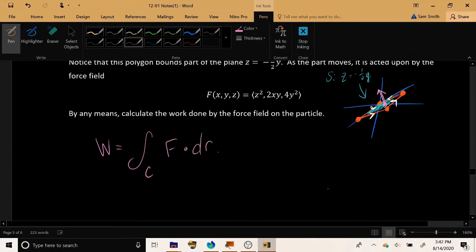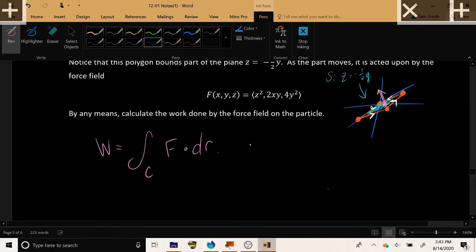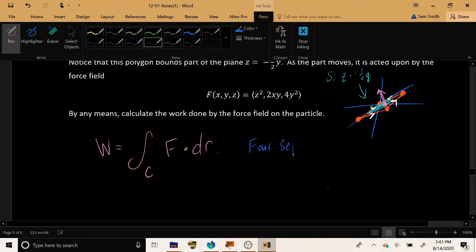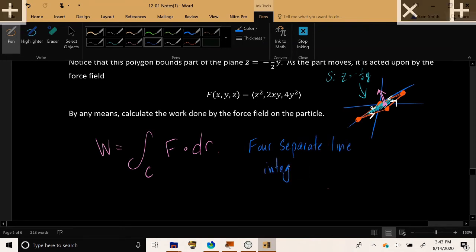But imagine what work you would have to do to actually calculate this value. Our curve C here has 4 corners, and so it would take 4 separate line integrals in order to calculate the total work done, because we would need 4 different parametrizations to capture the movement of this particle, one for each side, one for each piece of our boundary curve.